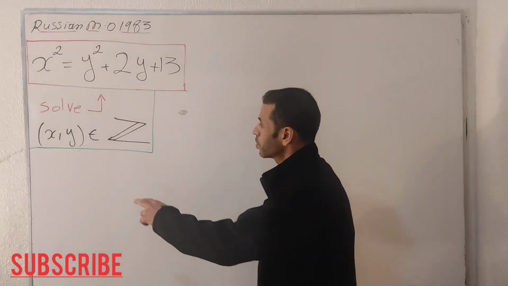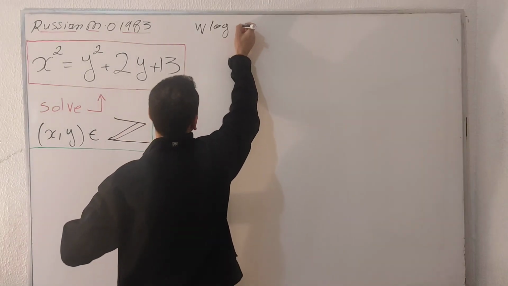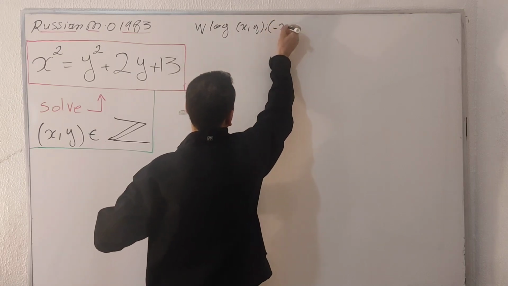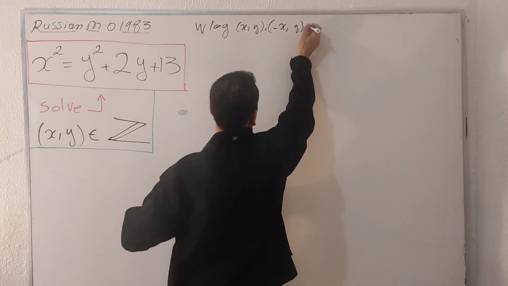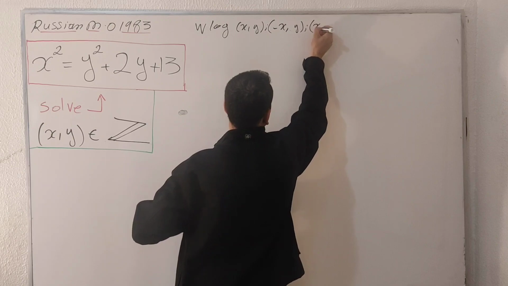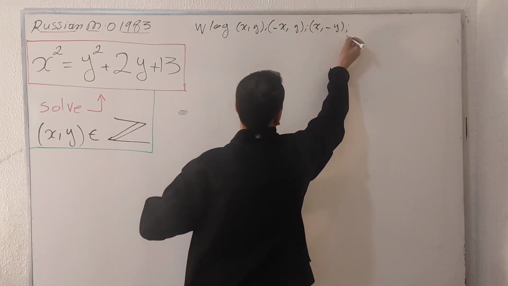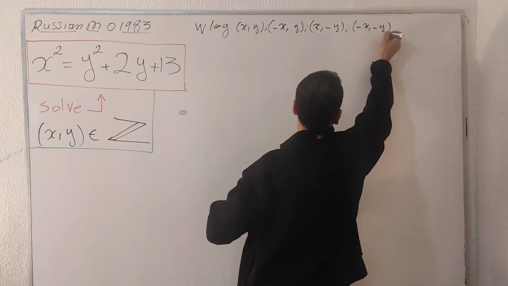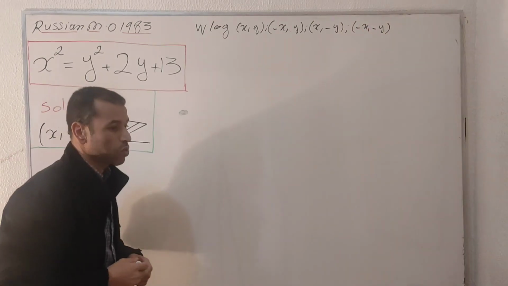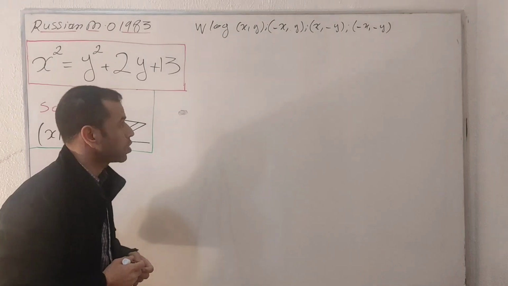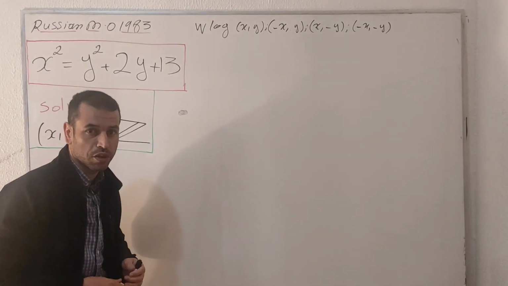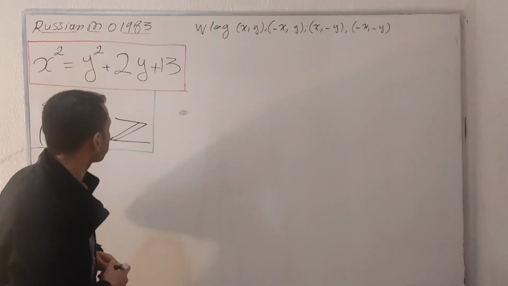Now let's get started. Without loss of generality, we have x, y is a solution. We have minus x, y is a solution. Also, x and minus y is a solution. And minus x and minus y is a solution, okay? Because you are going to consider the negative solutions as well. So before I start solving this equation, I'm going to determine the parity of this system, okay?